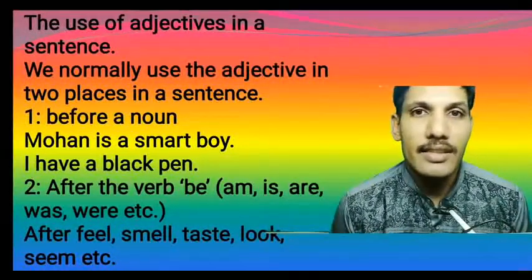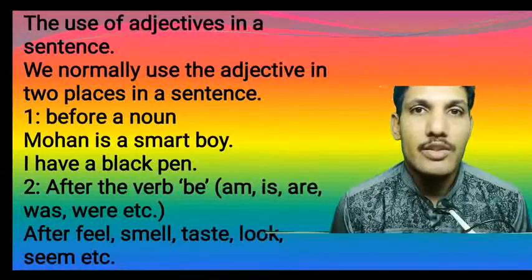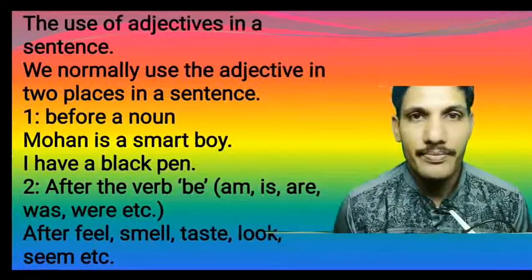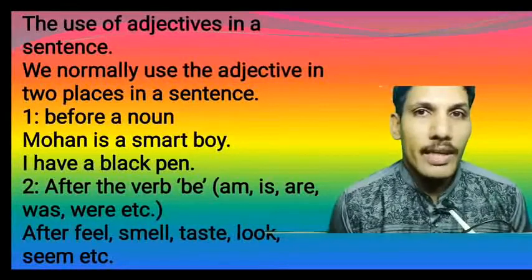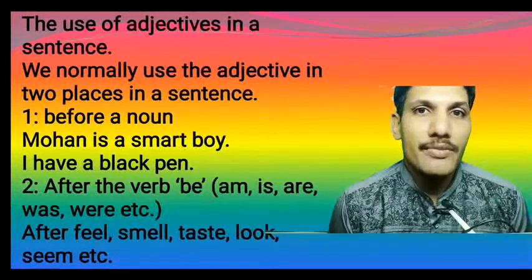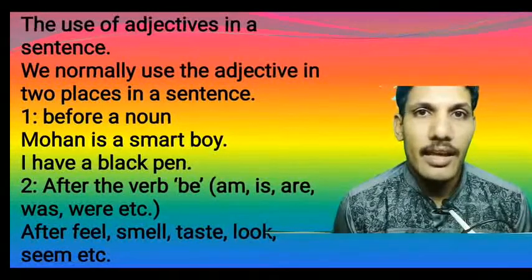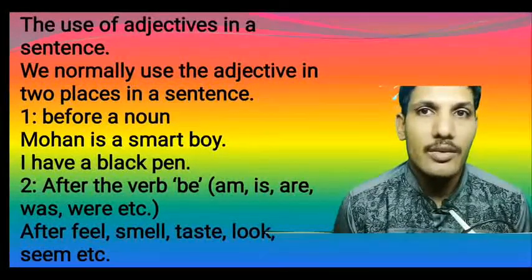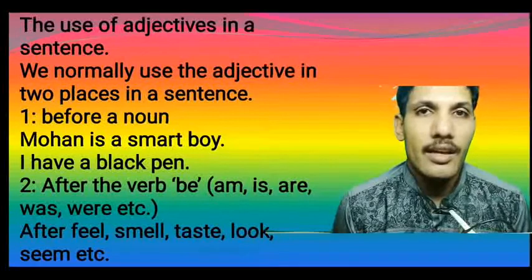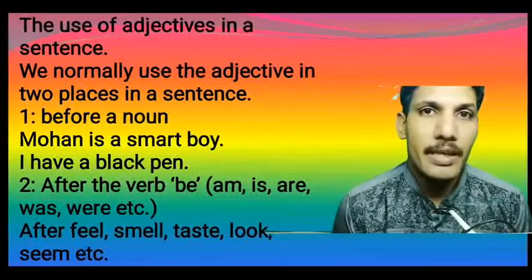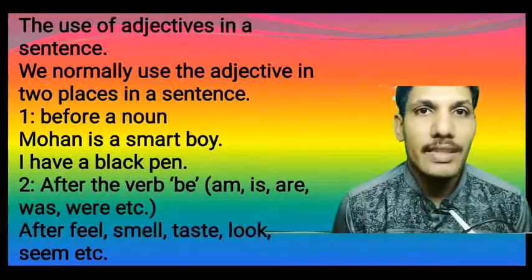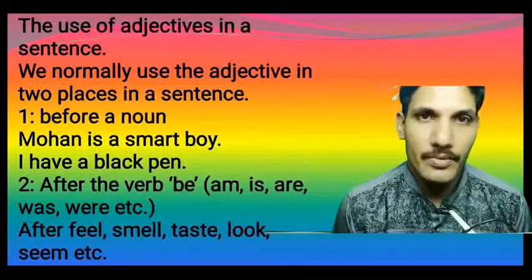Now let us see the second position to place an adjective. We can place an adjective after the verb be. Its variants are am, is, are, was, were, and after feel, smell, look, seem, and many more.